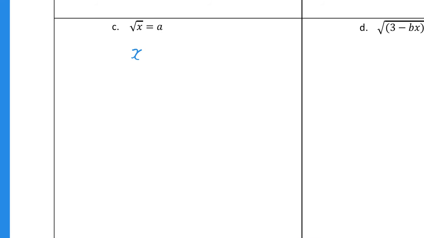Okay, example C, we've got the square root of x is equal to a. So the opposite of square rooting is squaring. So x is equal to a squared. And that is it.